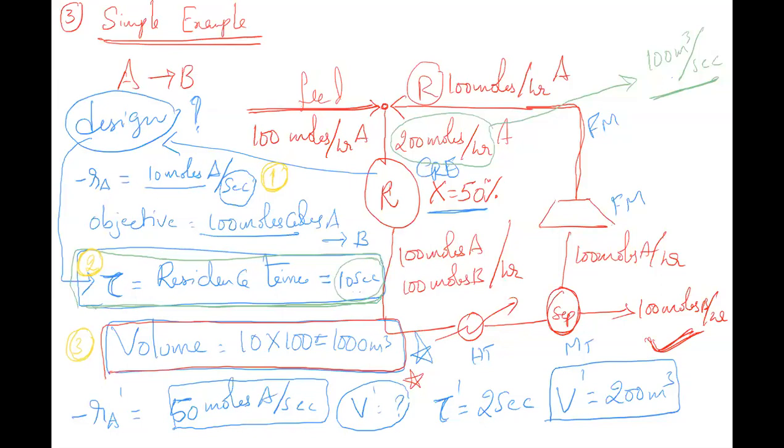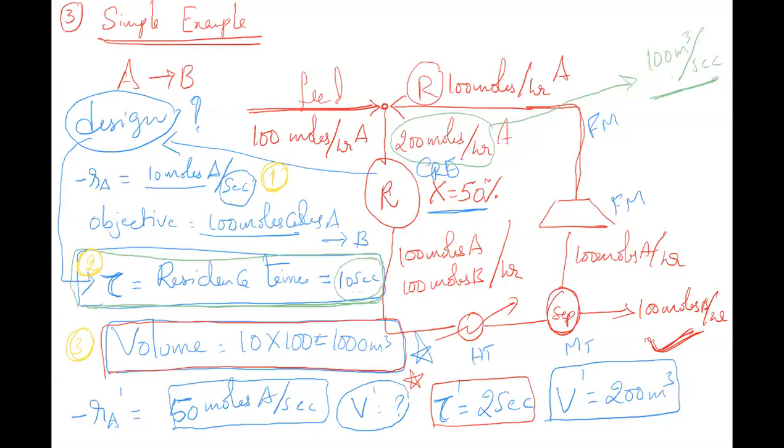So maybe I'll try to take this example one more time. Somebody is asking how did I get 2 seconds. It is simple. I want to convert 100 molecules. You are converting 50 molecules per second, so how many seconds is required? 100 divided by 50, that is 2 seconds.